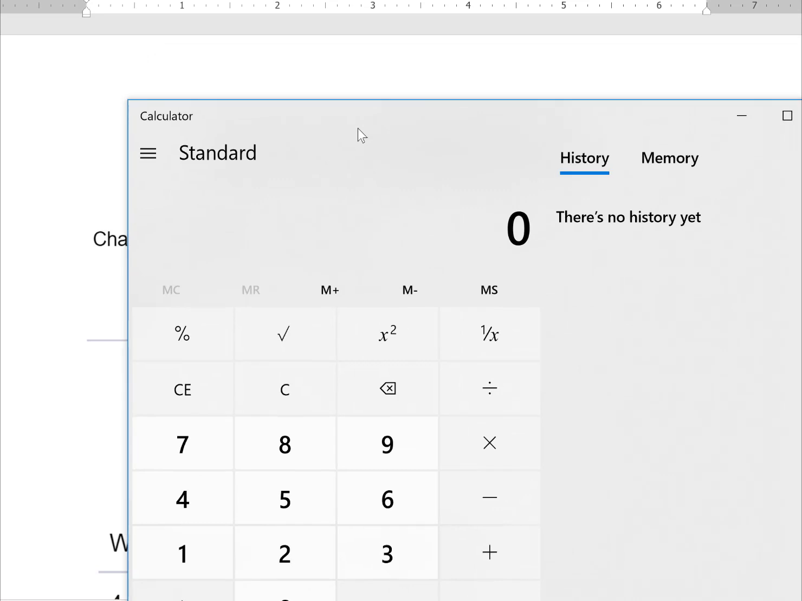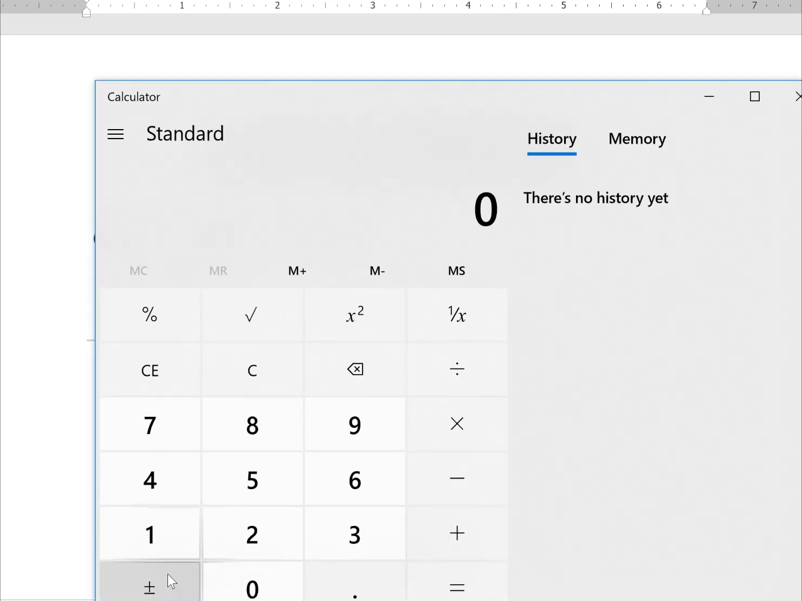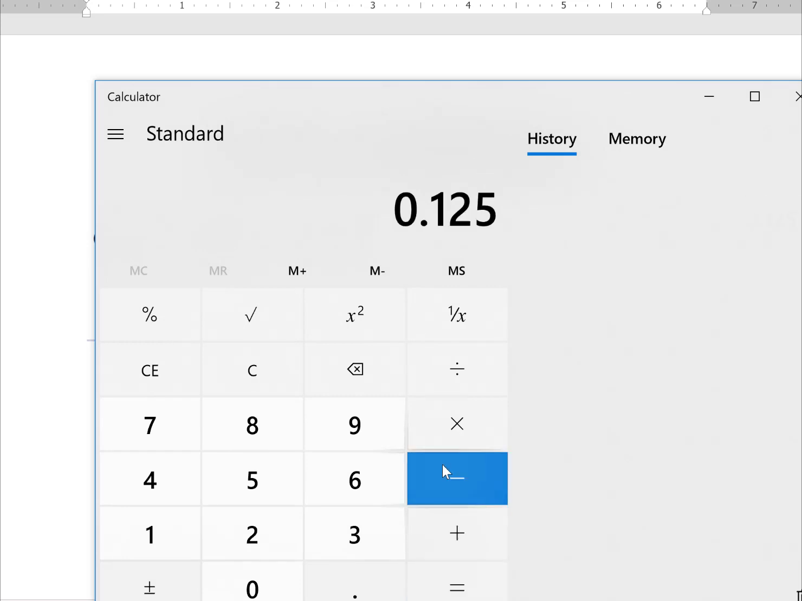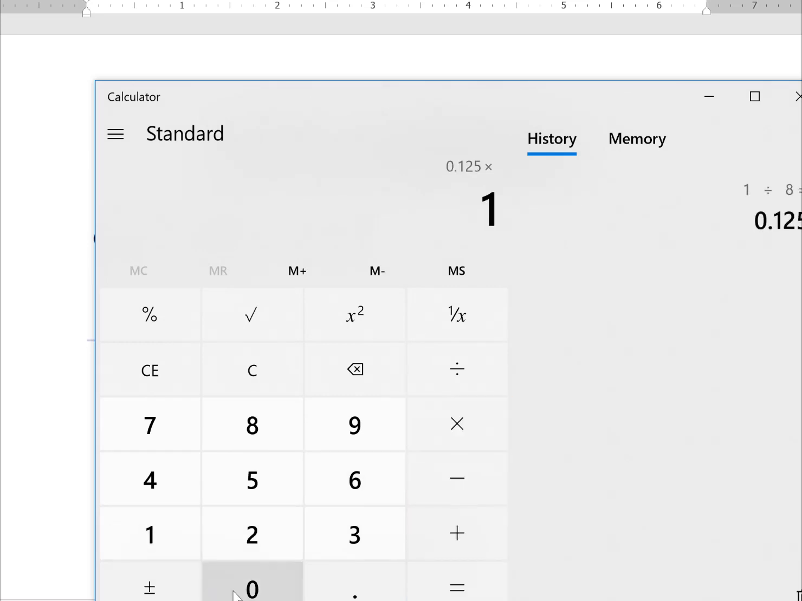So I'm going to take 1 and divide by 8. And then I'm going to multiply by 100. And I get 12.5.